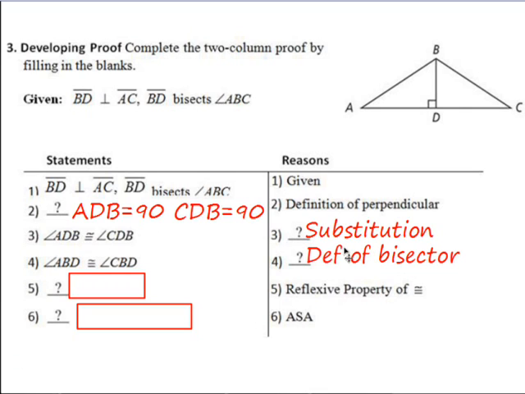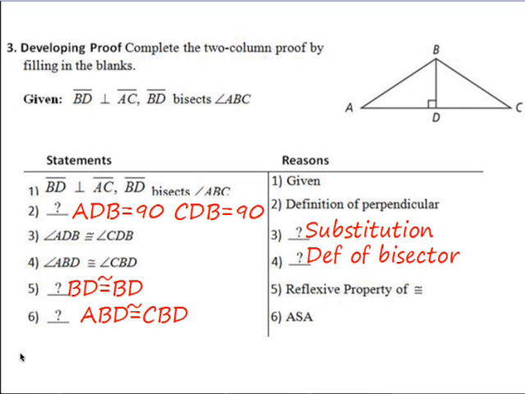Here, that's the definition of bisector. We said up top that BD bisects ABC. That's how I know those two angles are congruent. The reflexive property, I'm going to say BD is congruent to BD. And then lastly, ABD is congruent to CBD. All right.